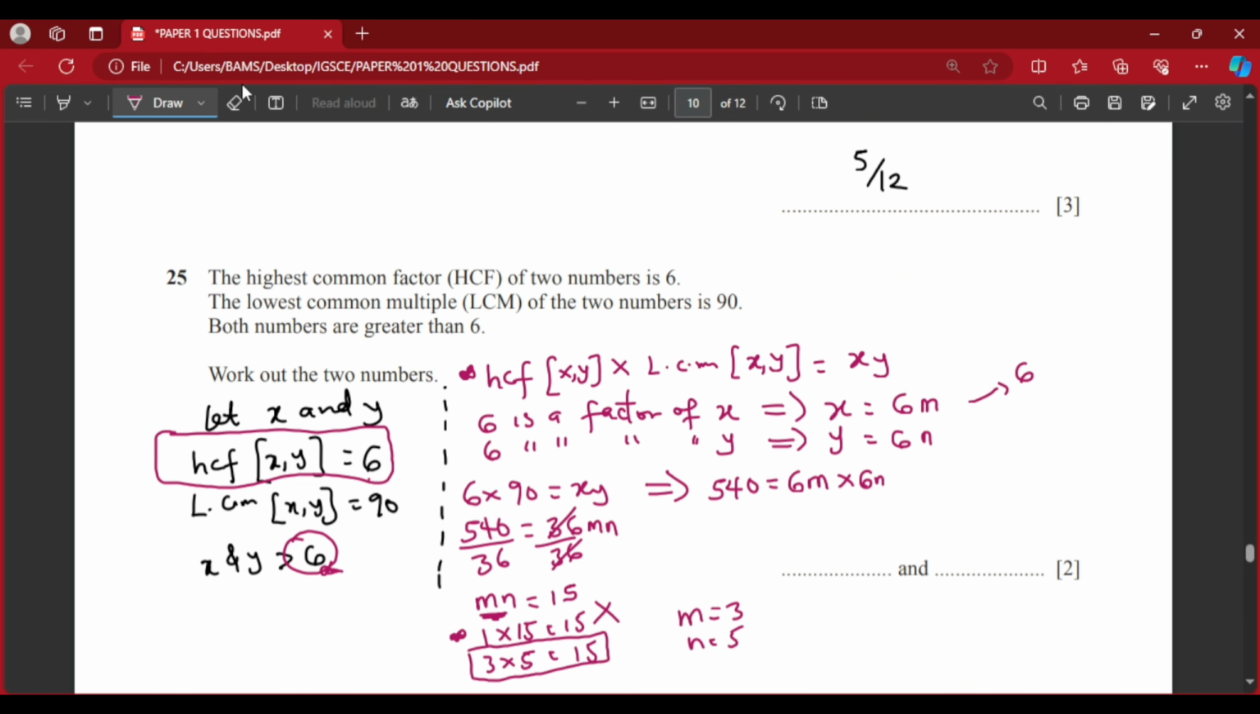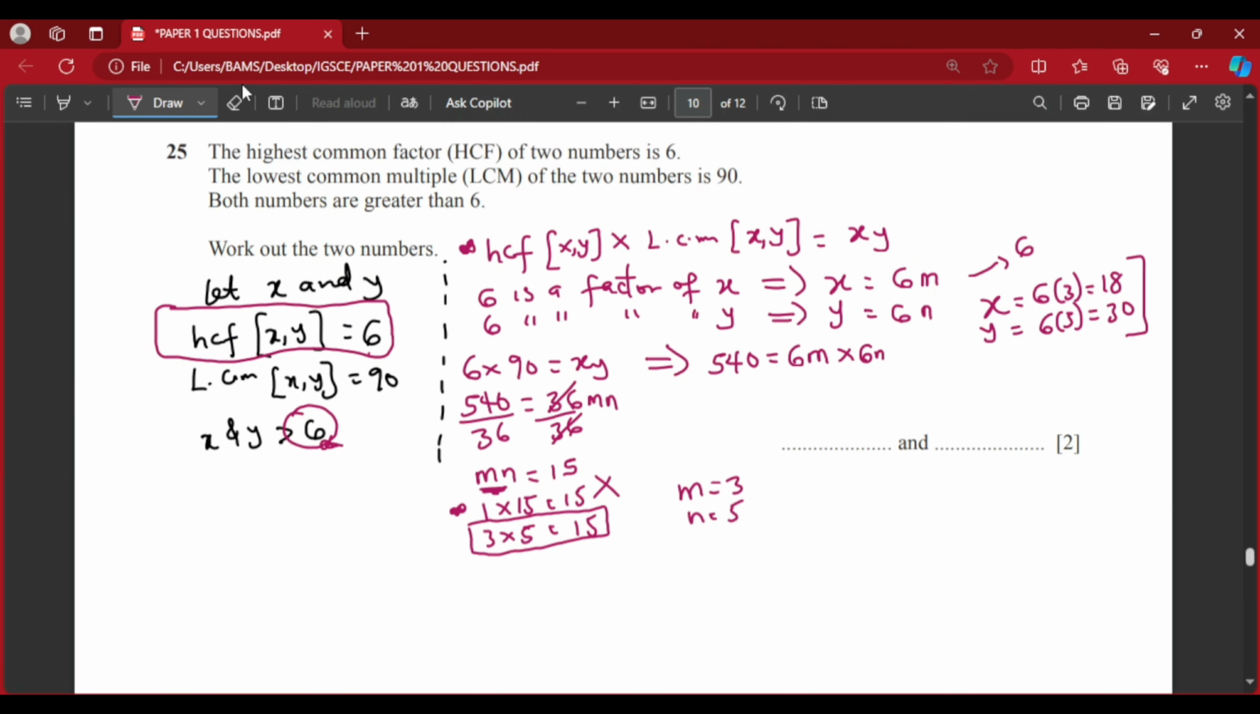So if m is 3, it means that x will now be 6 times 3, which is 18. y will be 6 times 5, which is 30. And these are the two numbers we are trying to calculate. Okay, so that means the two numbers are 18 and 30. And of course, if you check the HCF of 18 and 30, this is 6 times 3, this is 6 times 5. The HCF is 6.